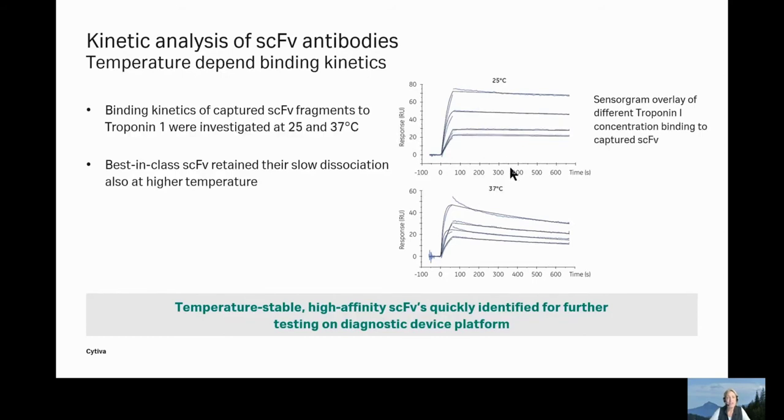And they measured the same interaction at 37 degrees, shown here. And this is one of the best-in-class single-chain fragments, which retained a quite stable complex formation, so a slow dissociation, also at physiological 37 degrees Celsius. So a temperature-stable, high-affinity single chain could be quickly identified for further testing in BDI's diagnostic device platform.